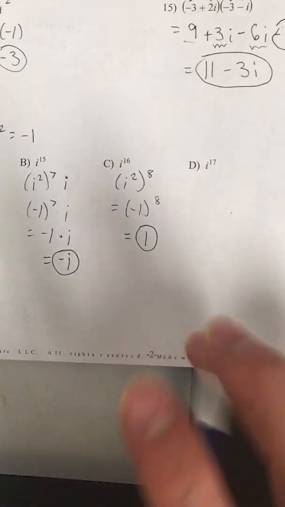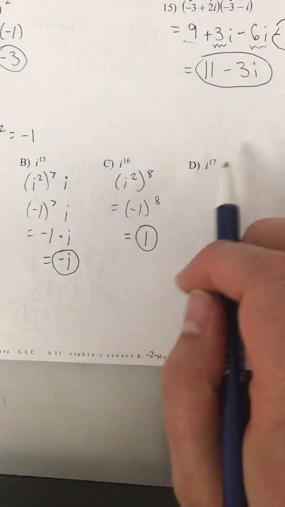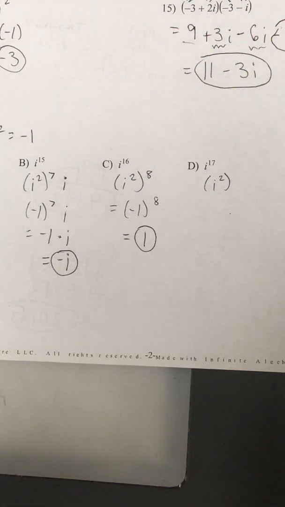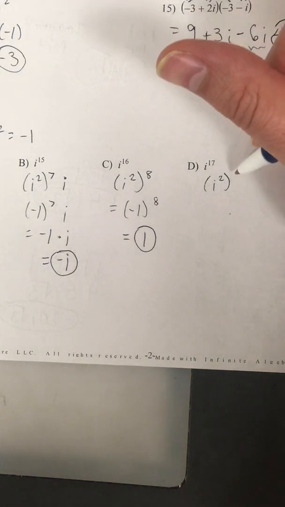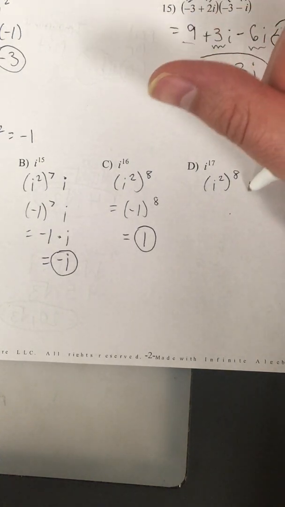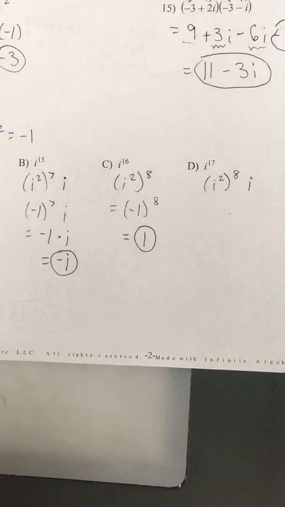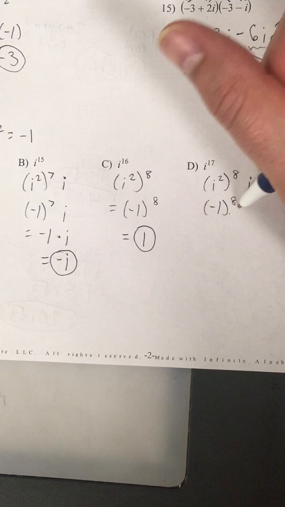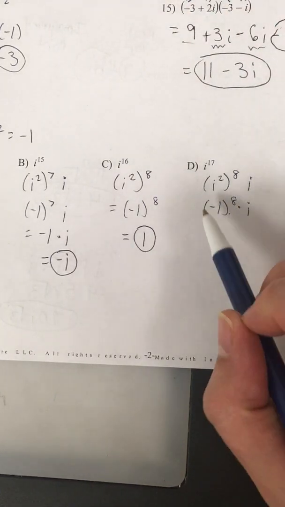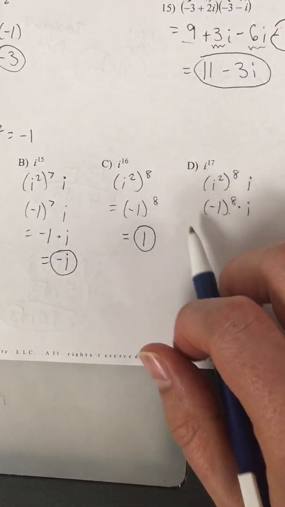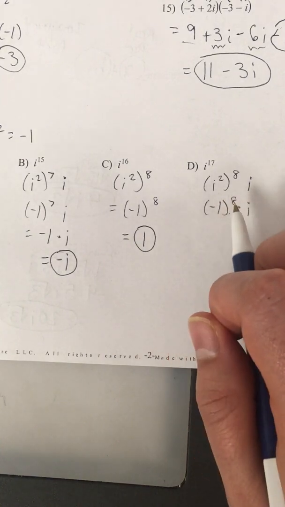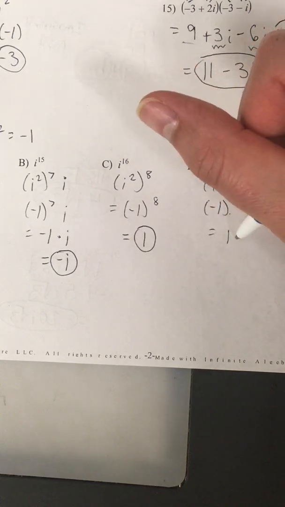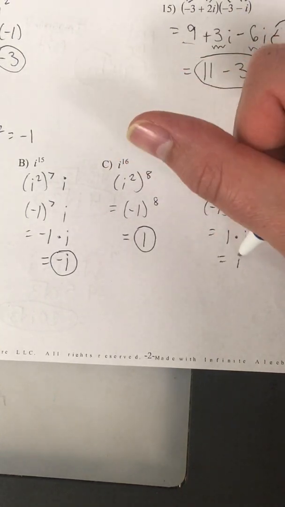And then the last one is going to be similar to that. If I have 17 i's, all right, how many pairs of i's can I make? All right, I've got 8 pairs, because 8 times 2 is 16, but I have 1 left over. So now, again, i squared is -1. So -1 to the 8th times i. -1 to the 8th. Is this going to be a -1 or a positive 1? It's going to be a positive 1. Negative to an even exponent is going to be positive. So this is like saying 1 times i, which is just i.